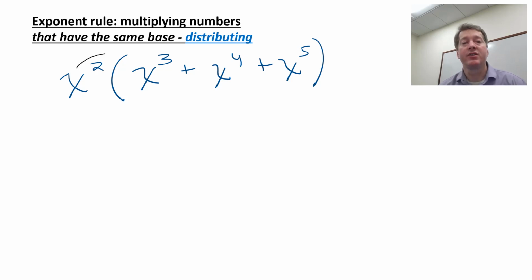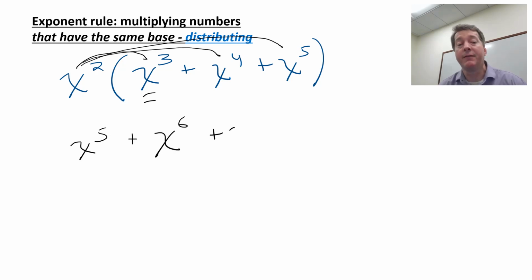This is the same as x squared times x cubed plus x squared times x to the 4th plus x squared times x to the 5th. You distribute the x squared. So x squared times x cubed, that's what? X to the 5th, plus x squared times x to the 4th is x to the 6th, plus x squared times x to the 5th is x to the 7th. So those are the same thing. That's distributing, and you're just applying the rule that when you multiply two numbers that have the same base but different exponents, you add the exponents.